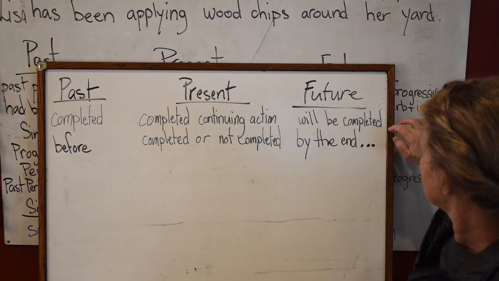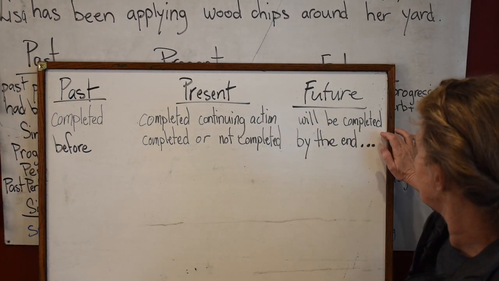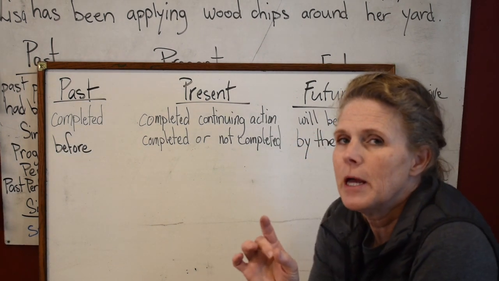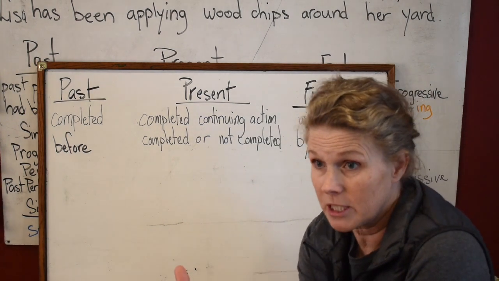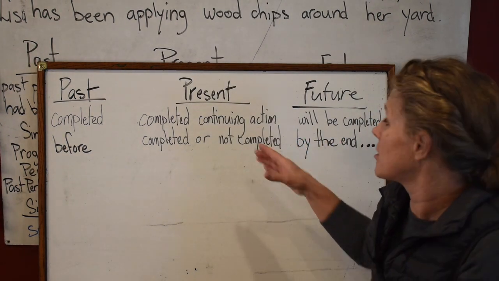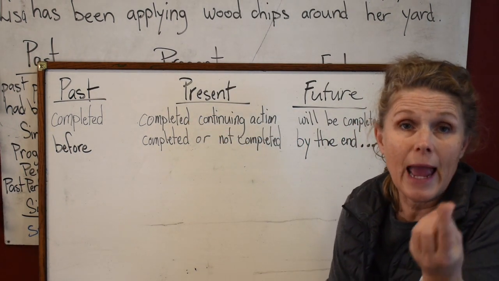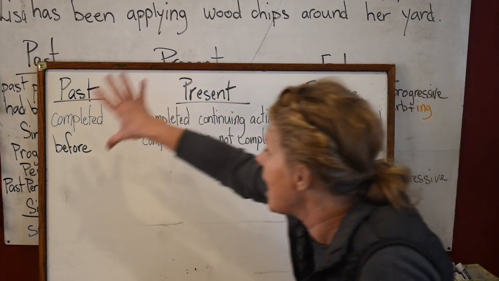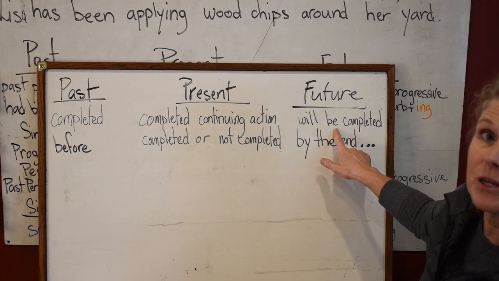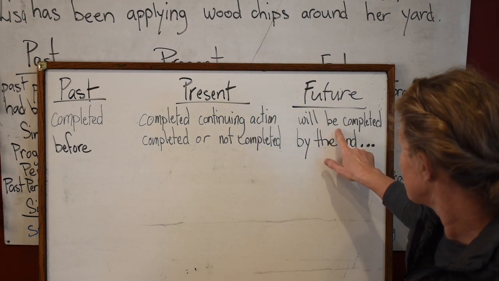Make sure that you are using the correct auxiliary verbs, which is kind of fun. In the future, you're always going to use the auxiliary verb be. In the present, you're going to be using am, are, and is. In the past, you're going to be using was and were. But in the future, you're going to be using be.